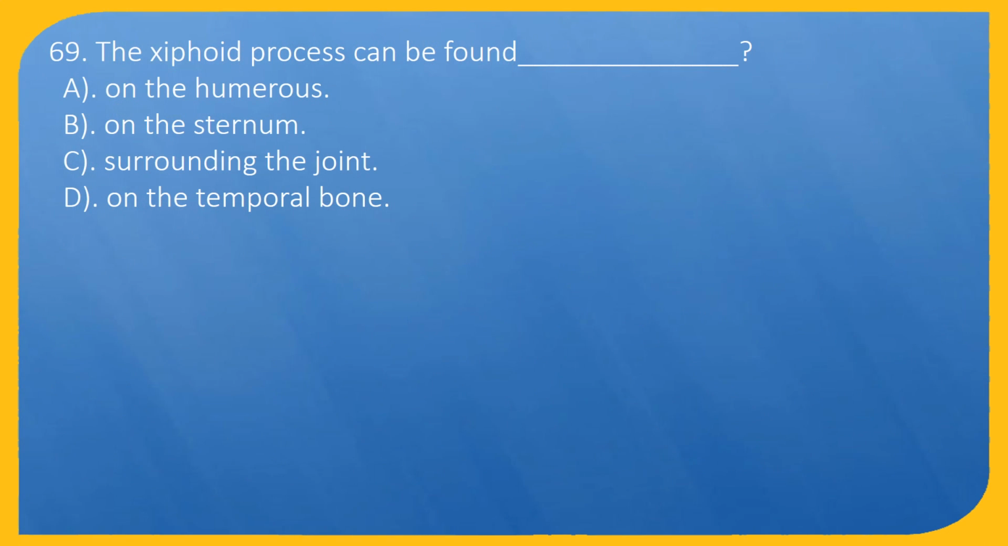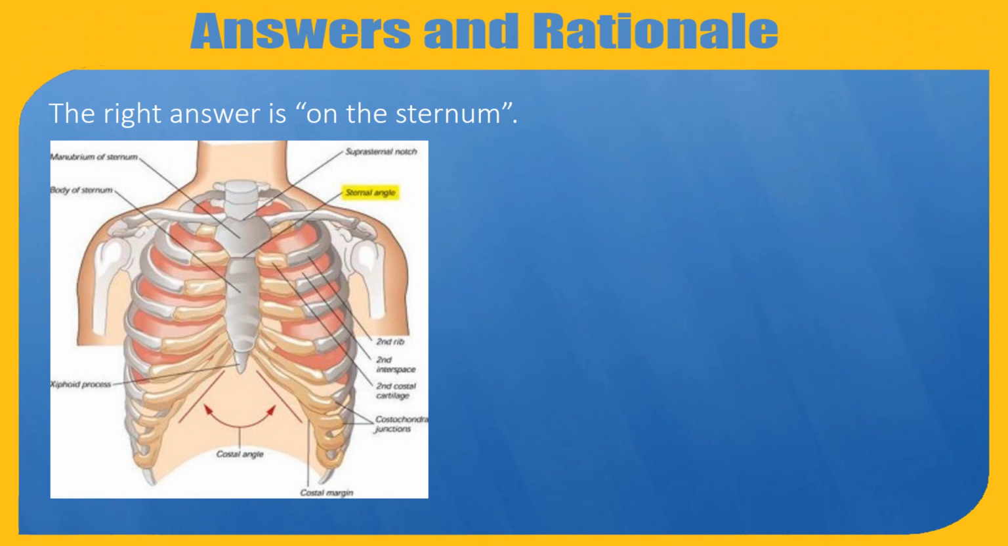Question 69. The xiphoid process can be found A. On the humerus. B. On the sternum. C. Surrounding the joint. D. On the temporal bone. The right answer is on the sternum.